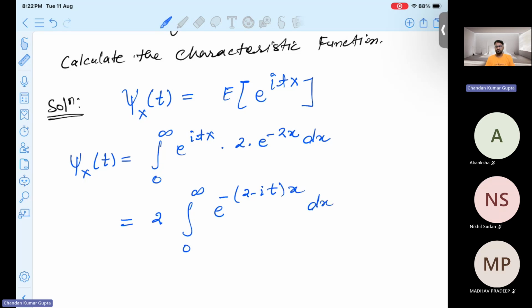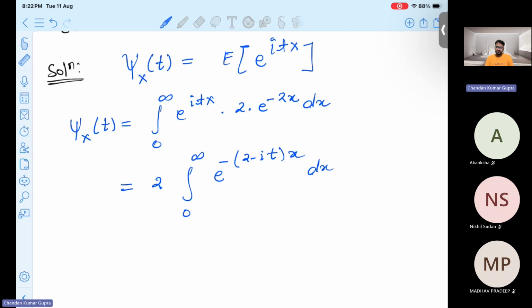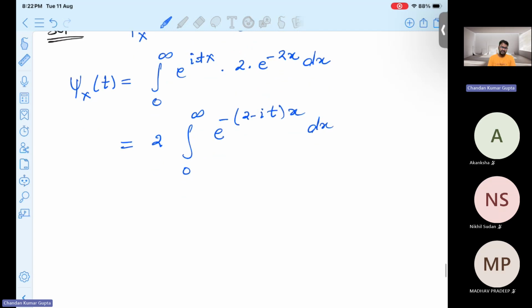Simple. E to the power minus (2 minus it) x dx. So again, the same e to the power this. The 2 is here. So it will be like minus of e to the power minus (2 minus it) x, whole divided by (2 minus it).